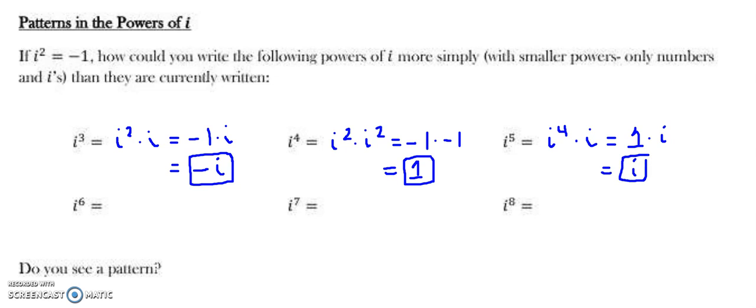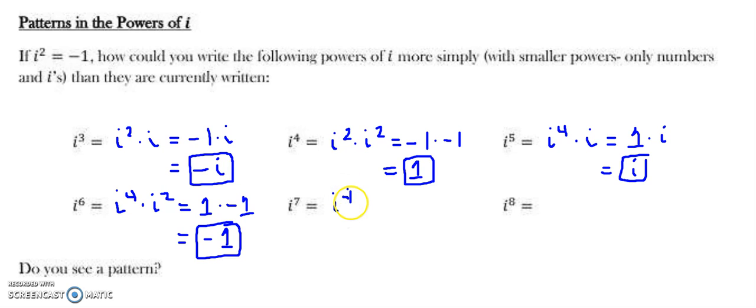i to the sixth can easily be broken down as i to the fourth times i to the second. We know that i to the fourth is 1, and i to the second is -1, and so i to the sixth is equal to 1 times -1, or -1. i to the seventh can easily be broken down as i to the fourth times i to the third. Since i to the fourth is 1, and i to the third is -i, we have 1 times -i, or -i.